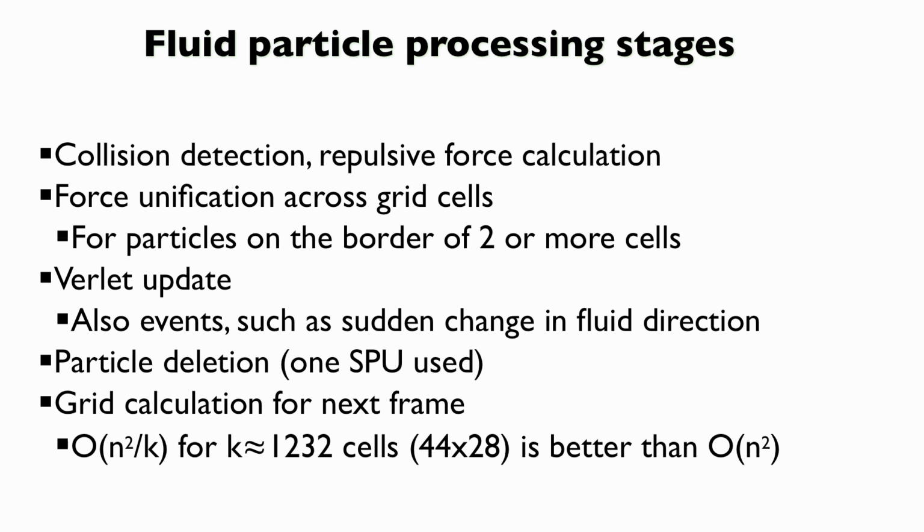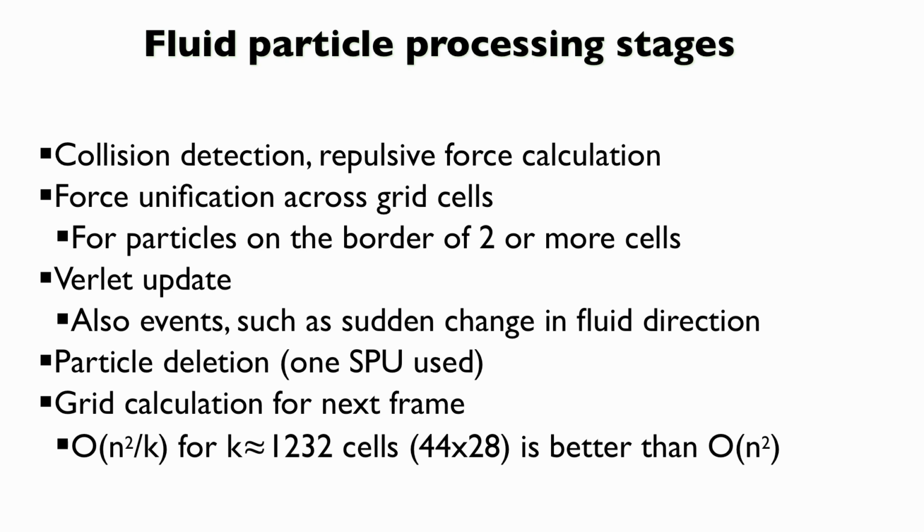Now a particle can actually be in 4 cells at once if it occurs on the corner of 4 cells. So what we need to do is process this particle in the next stage in all 4 cells. We want to take those forces that we calculated in all 4 cells and unify them. So that's force unification across grid cells.